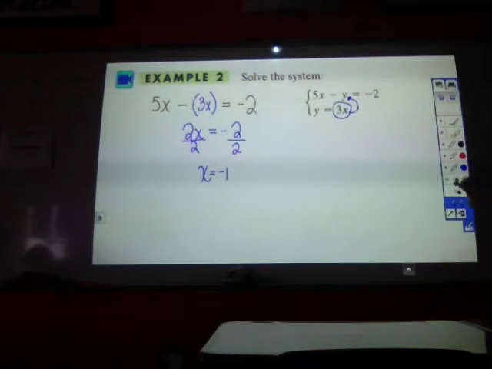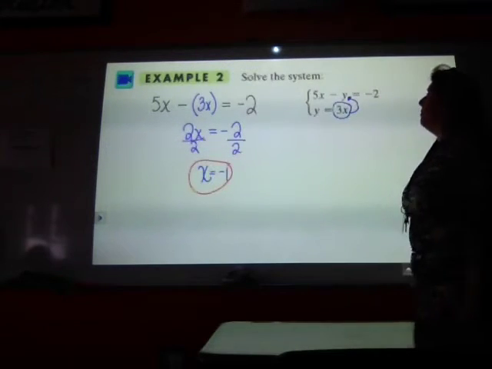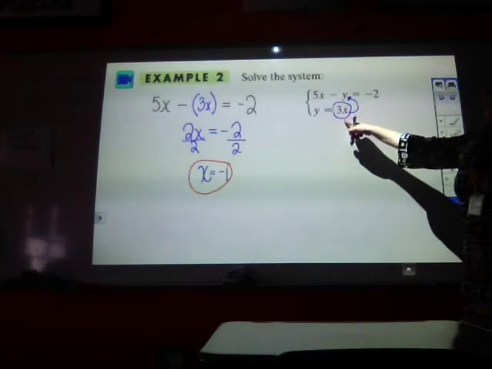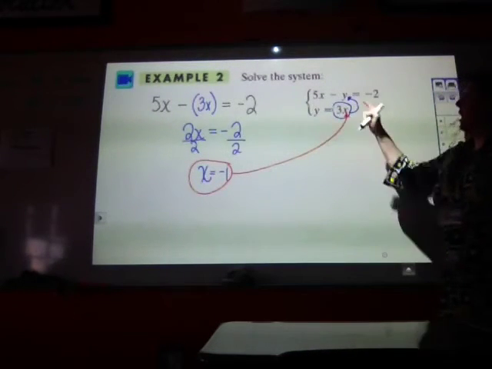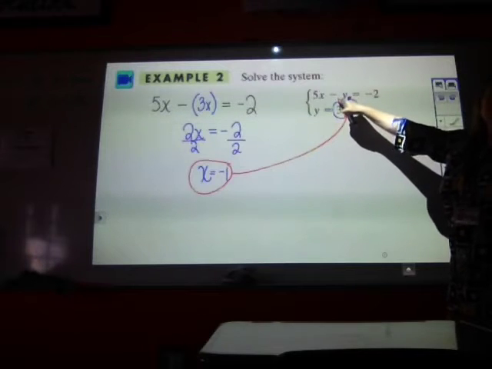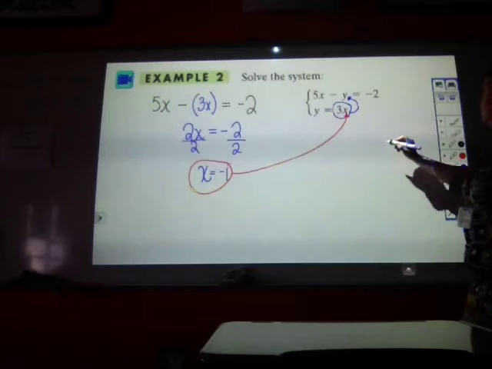Now that I have that x is equal to negative 1, what do you propose we do with our x equals negative 1? Substitute it into the second equation. I would put it into the second one because it's already solved for y. I would put mine right there. Can we put it up here if we wanted to? Yeah. It's going to require a little bit more work, but whatever.